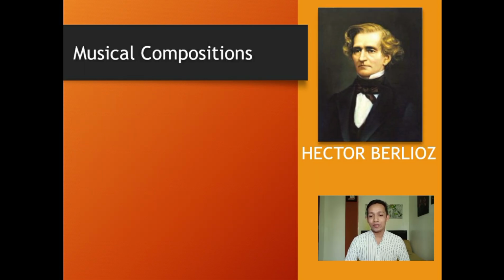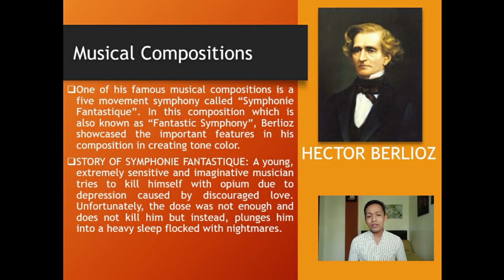His musical compositions. One of his famous musical compositions is a 5-movement symphony called Symphony Fantastique. In this composition, which is also known as Fantastic Fantasy, Berlioz showcased the important features in his composition in creating tone color.